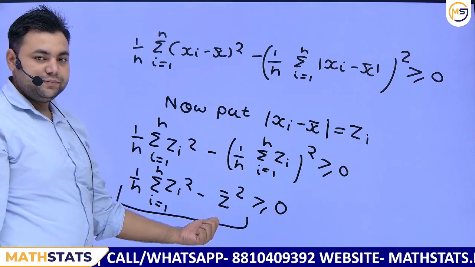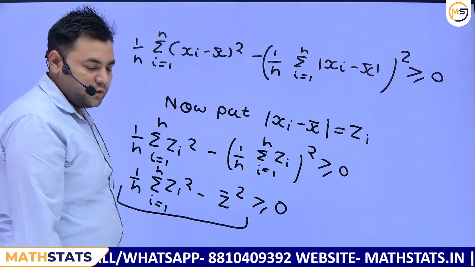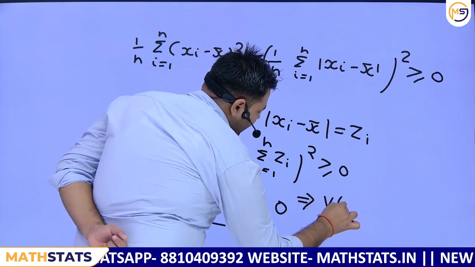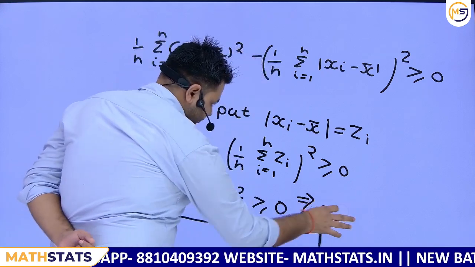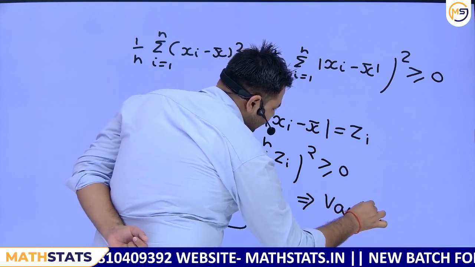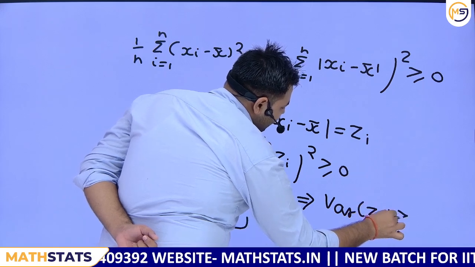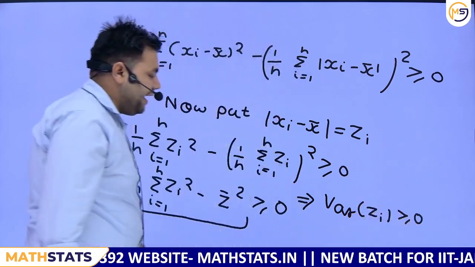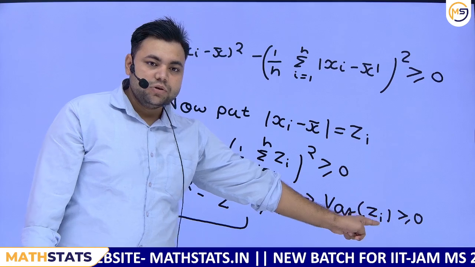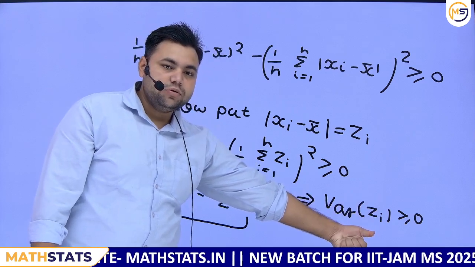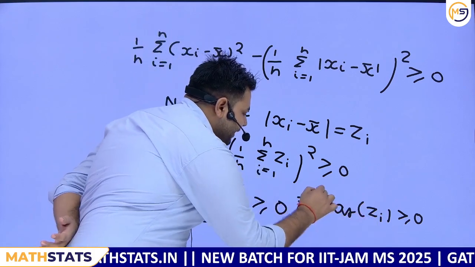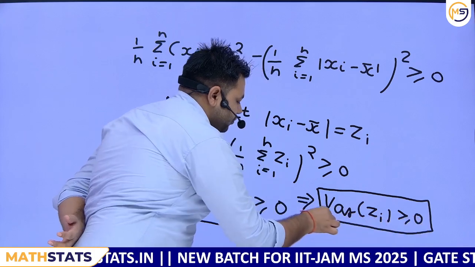Anyone? Variance of zi. Okay, so this is variance of zi, right? So variance of zi is greater or equal to 0, which is always true. This quantity is always true, because this is a property of variance.